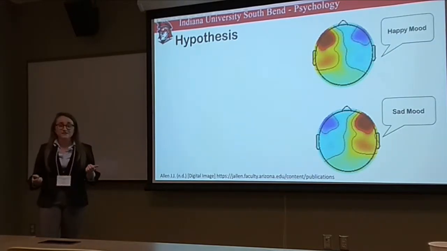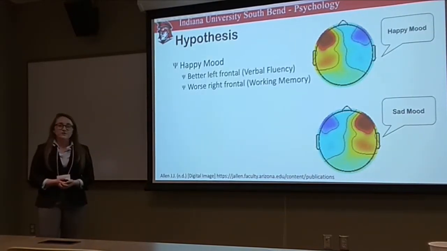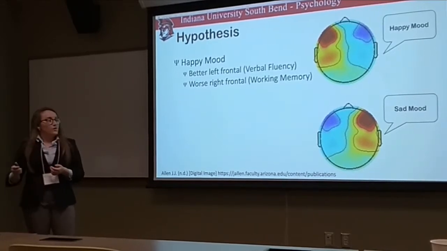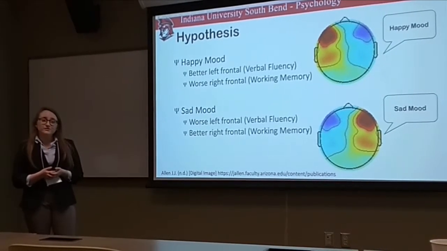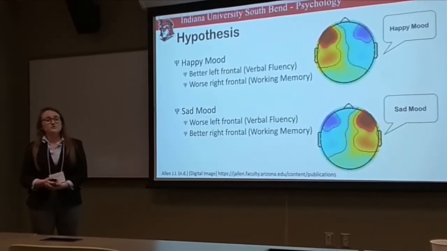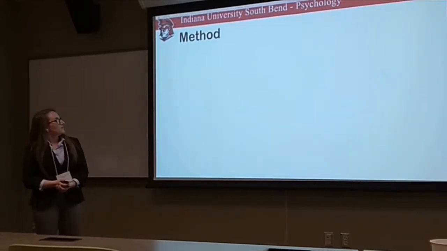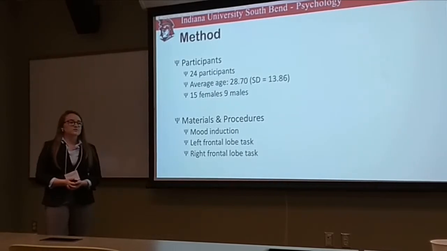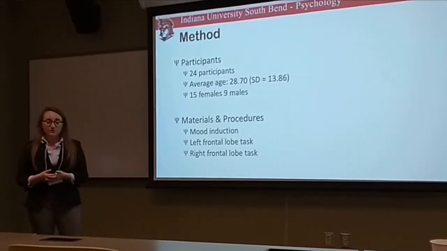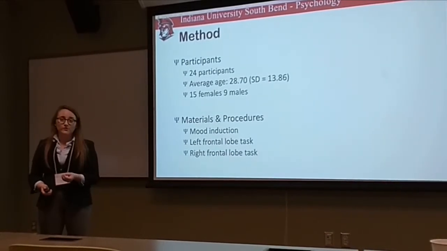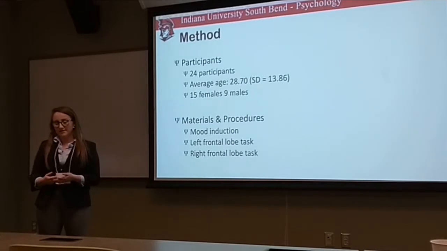So this leads to my hypothesis, which was that people with an induced happy mood would be better at left frontal activities and worse at right frontal lobe activities. Whereas the opposite would be true for sad mood. So they would do better on tasks with the right frontal lobe and worse with those on the left. So to do this, I had a total of 24 participants, and the actual study was broken up into 3 sections. The first was the mood induction task, the second being the left frontal lobe task, and the third, the right frontal lobe task.